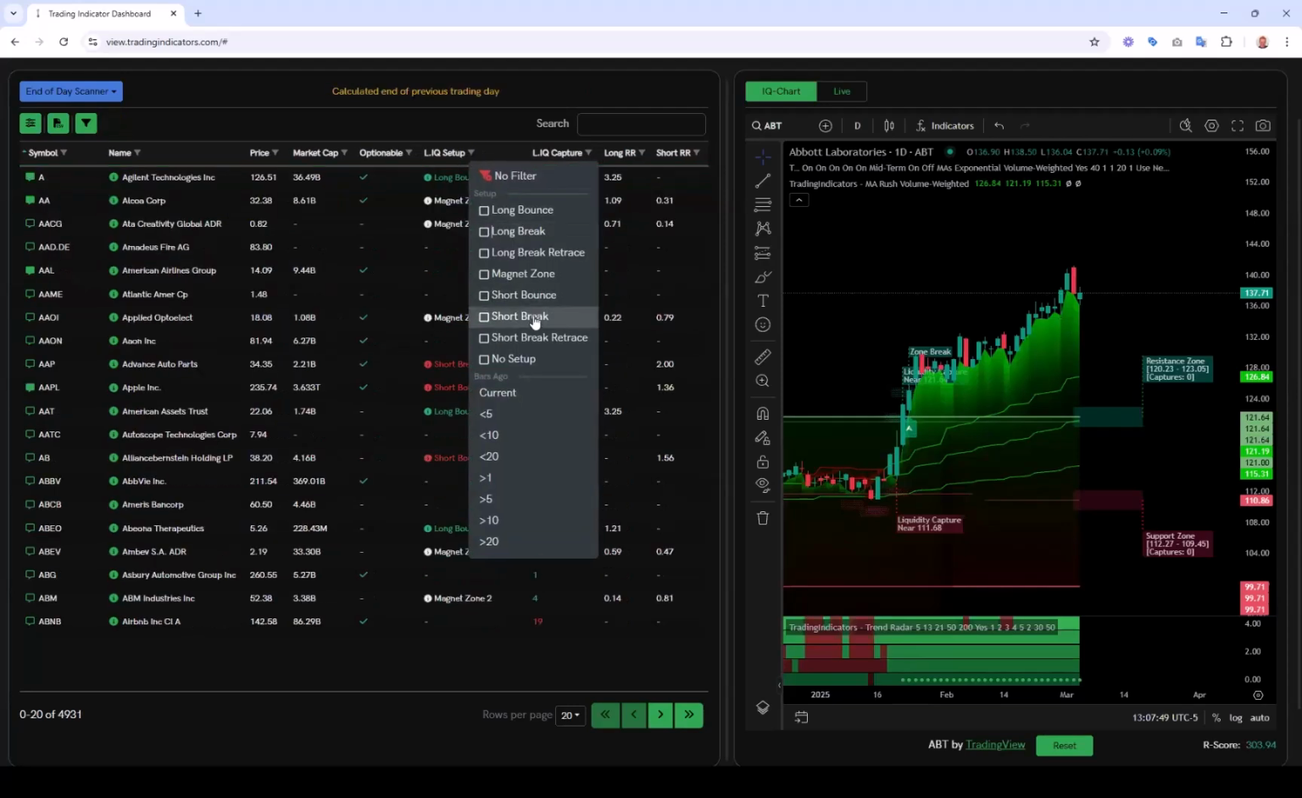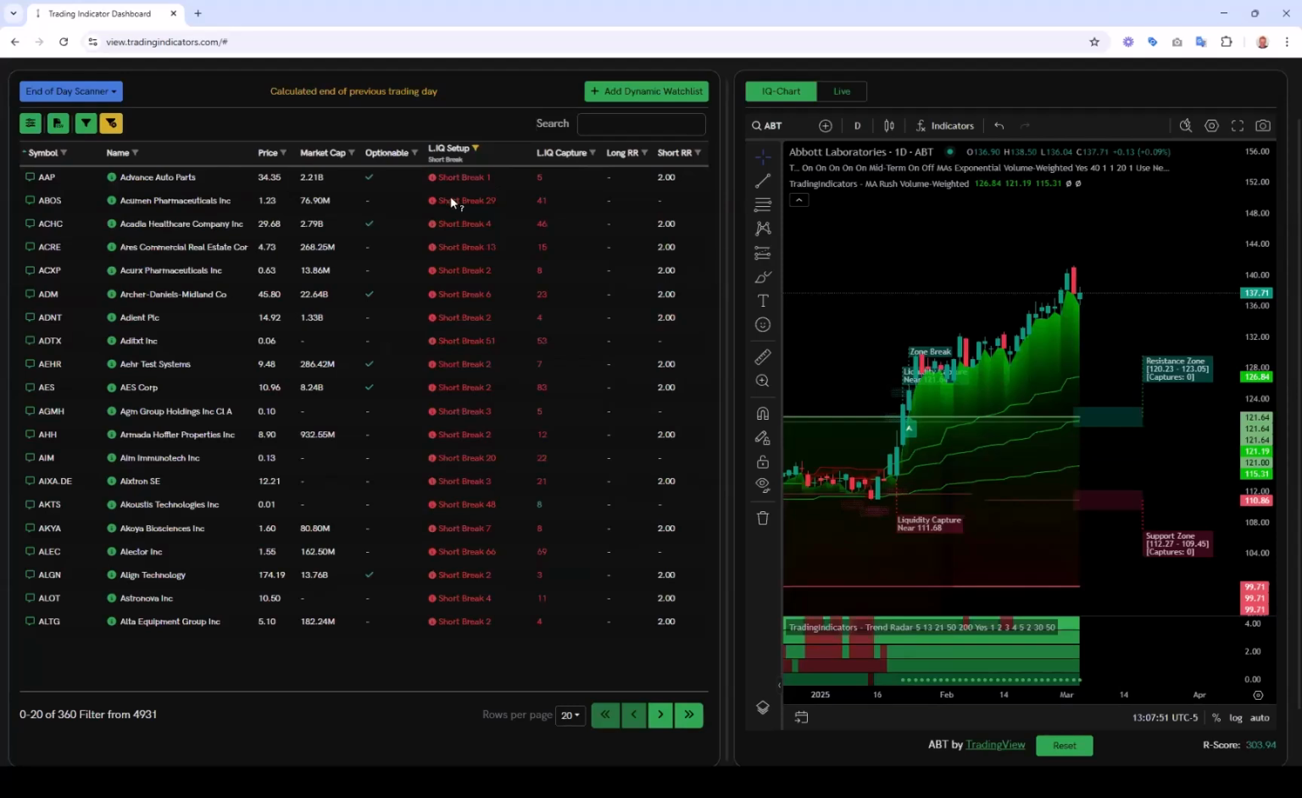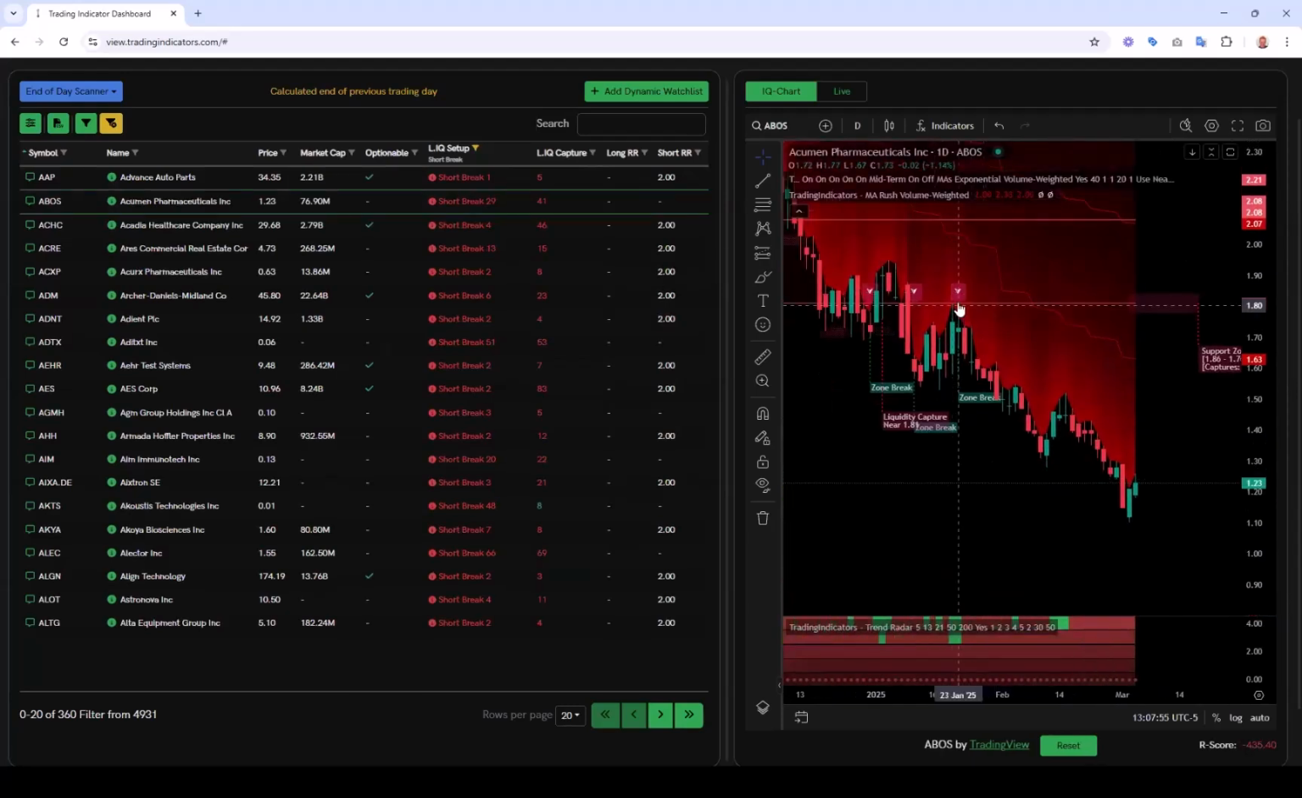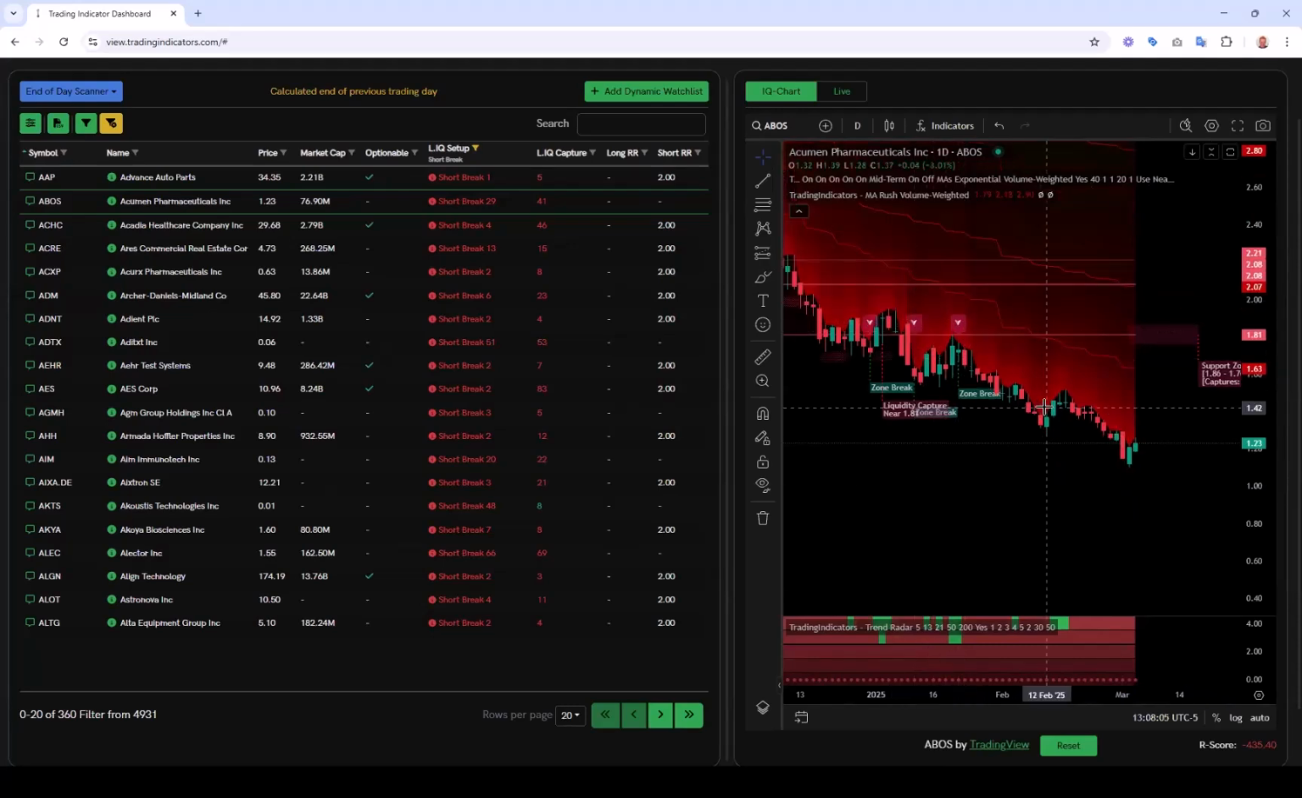We just go to this one. Short break is the opposite. We broke below support. Here, we broke below support 29 trading days ago. If you count these numbers, you get to exactly 29 candles since we broke support. And when these breaks are happening, you could, for example, bet on the fact, hey, support is broken. This stock is going to continue to decline.